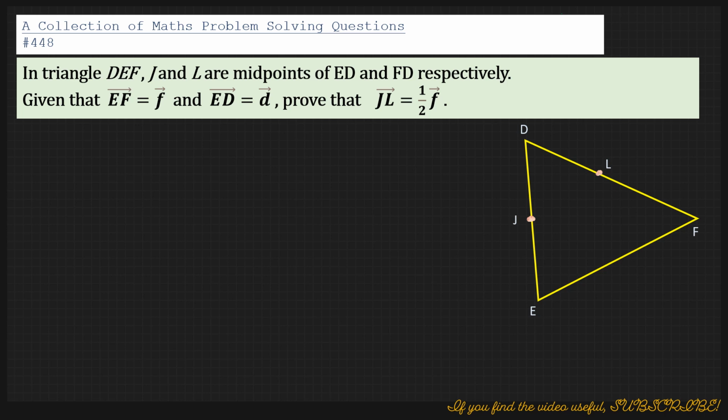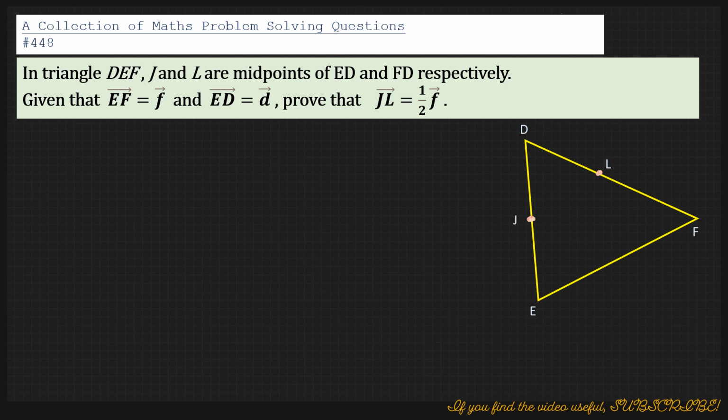In triangle DEF, J and L are midpoints of ED and FD, respectively. Given that vector EF equals f and vector ED equals d, prove that vector JL equals half of vector f.